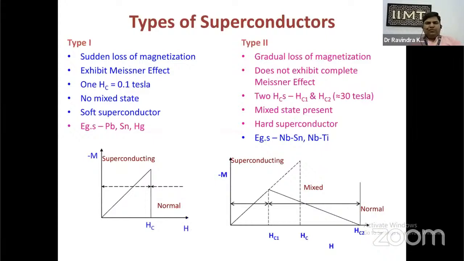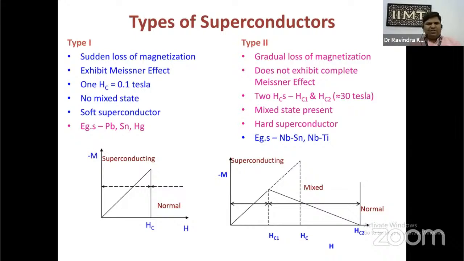Now we have two types of superconductors. The first one is type 1 and the second one is type 2. Type 1 is also known as soft superconductors and type 2 is known as hard superconductors. In type 1, we have a sudden loss of magnetization, meaning it can lose its magnetization sharply. But in hard superconductors, there is a gradual loss of magnetization. Type 1 exhibits the complete Meissner effect, and type 2 does not exhibit the complete Meissner effect.